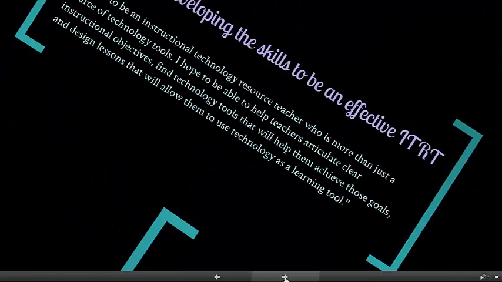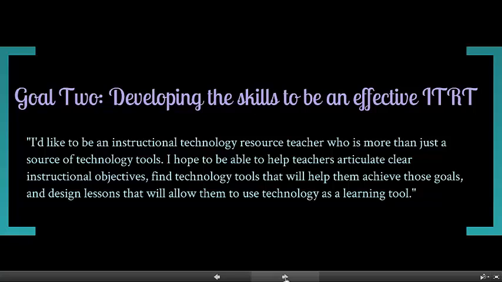My second goal was related to my new role as a part-time instructional technology resource teacher. In this role, I wanted to ensure that teachers were able to incorporate technology into their work in a meaningful way by clearly connecting its use to specific educational goals. I felt like this was something the Capstone certification would certainly help me learn to do.